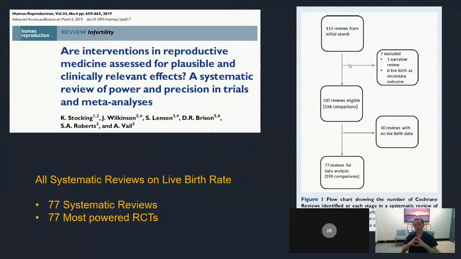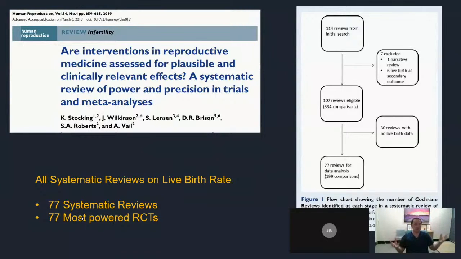Then they selected 77 systematic reviews which reported live births as an outcome. And the group selected the 77 most powered randomized controlled trials in total, which means out of the 77 systematic reviews, they selected the most powered study, one from each systematic review. In each systematic review we have, of course, tens of different RCTs. From there, they selected one.